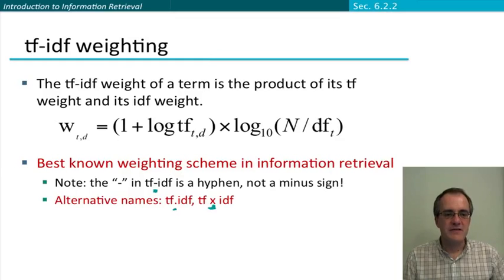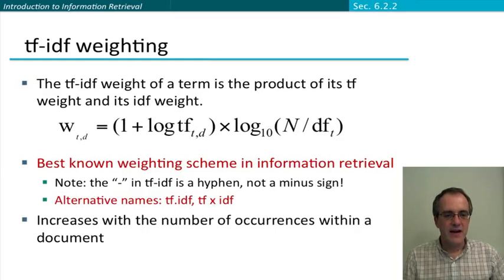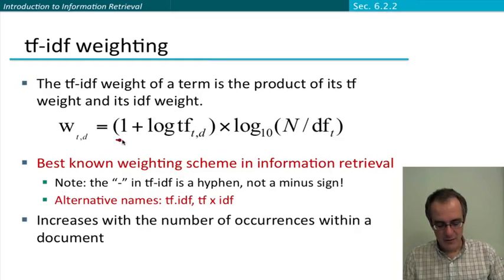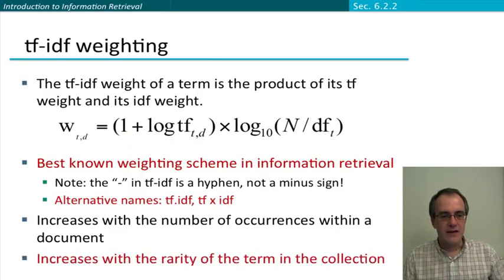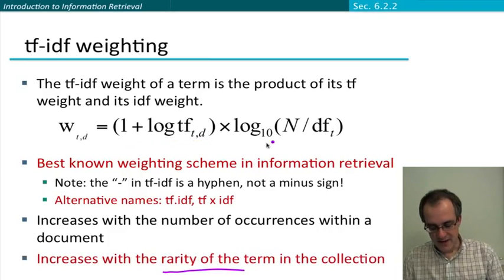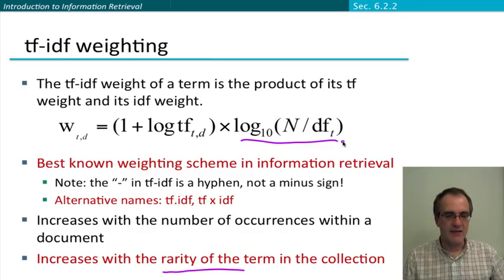So what are the features of TF IDF weighting? TF IDF weighting increases with the number of times a term occurs in the document, so that the TF IDF weight for a query term depends on the document. It's not independent of the document. And then the TF IDF weight for a term also goes up with the rarity of the term in the collection. That's from the IDF weighting here.